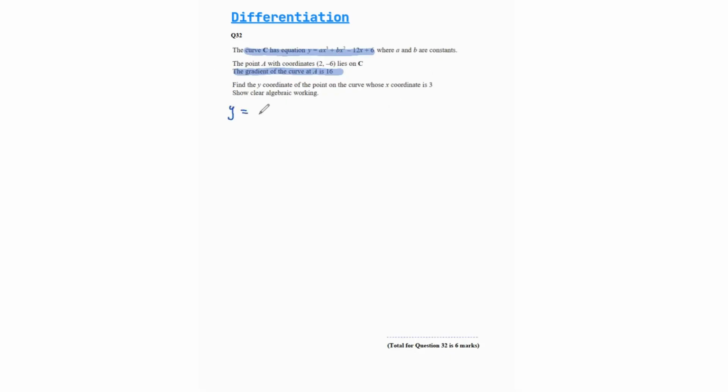So if y is ax cubed plus bx squared minus 12x plus 6, dy by dx is going to be 3ax squared plus 2bx minus 12. In differentiation, what we do is we bring the power of x down, multiply it with the coefficient of x, and then subtract 1 from the power. So as you can see, I brought the 3 down, and then I subtracted 1 from 3, so that gave me 2. So it became 3ax squared.